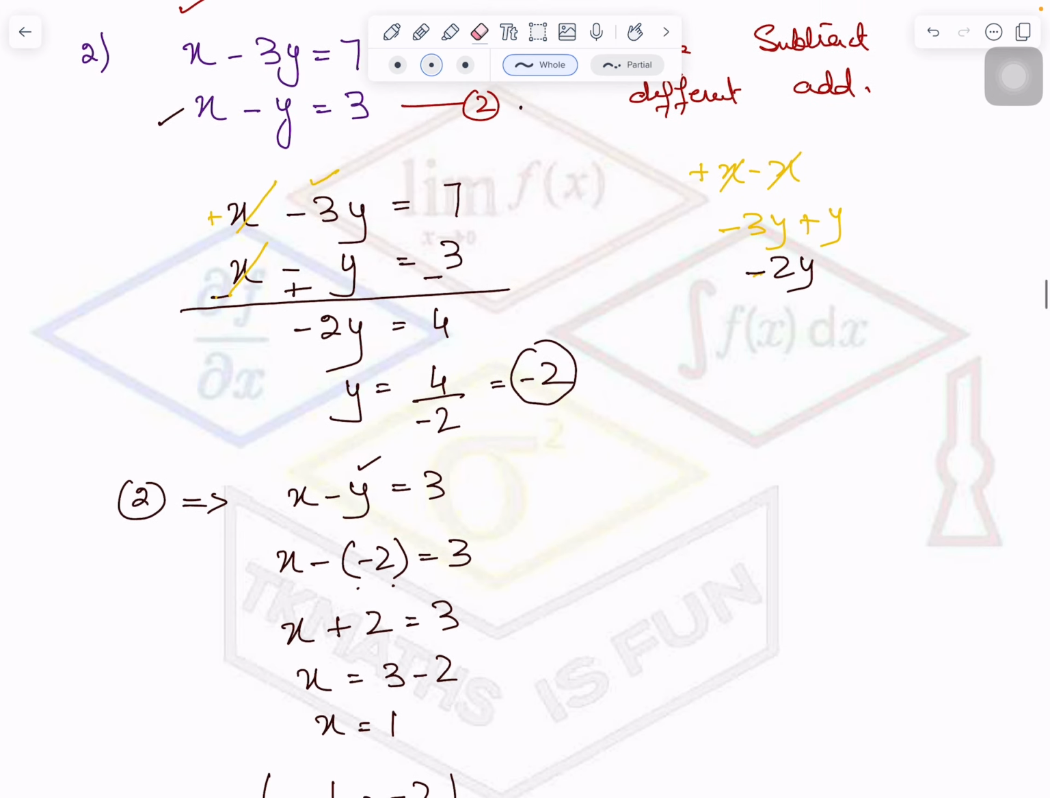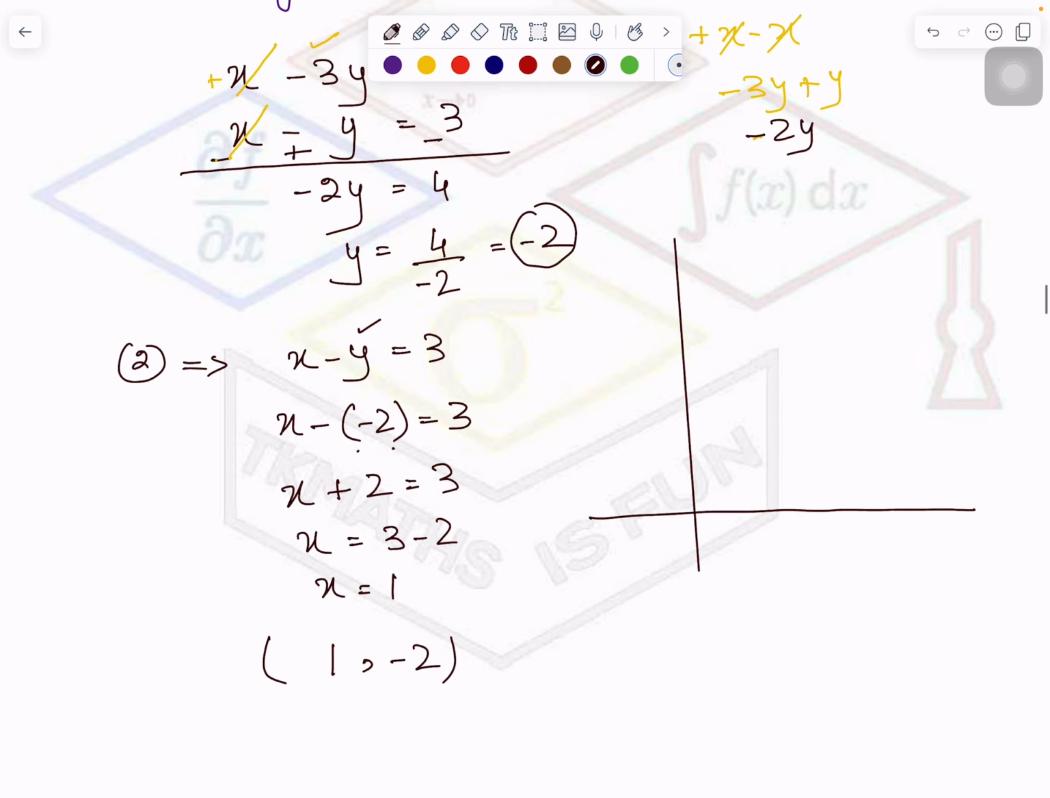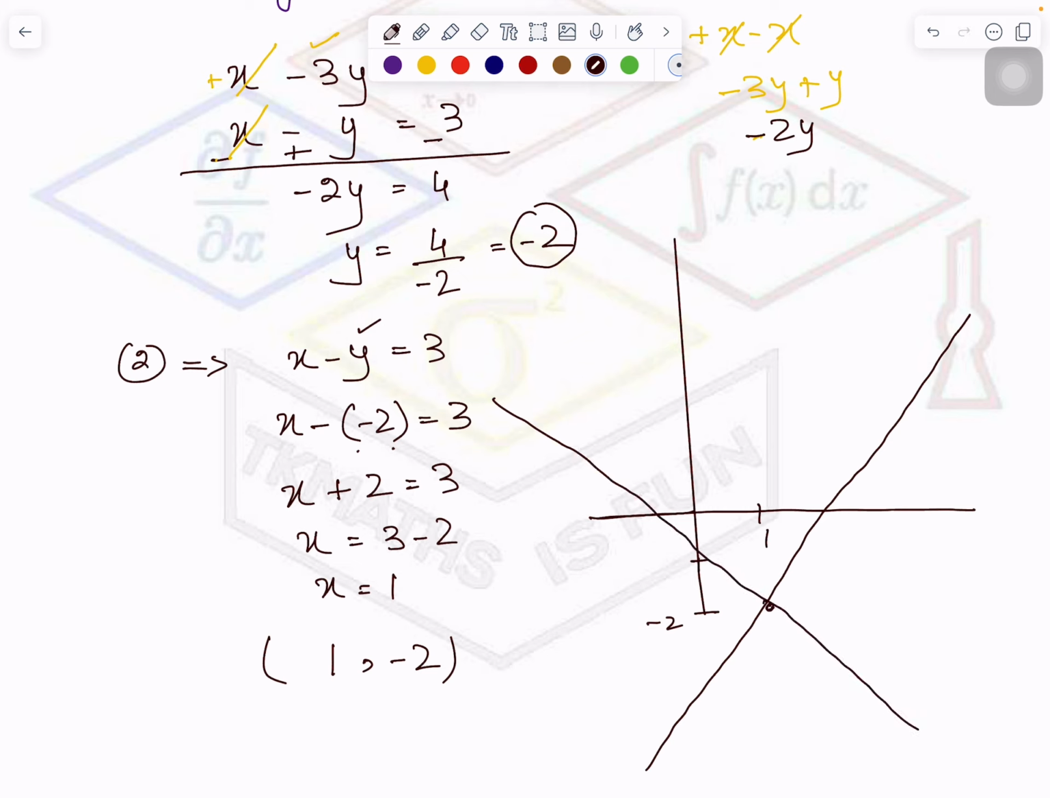Now, by the way, what is the meaning graphically? It means graphically, if you solve these two equations, plot them. I'm just doing it roughly here, not exactly. So answer 1, minus 2 means 1 is here and minus 2 is here, okay? So it means the two lines which you have solved simultaneously must be meeting at this point. This is the meaning of the question. The two lines which you have solved simultaneously meet at the point 1 comma minus 2.